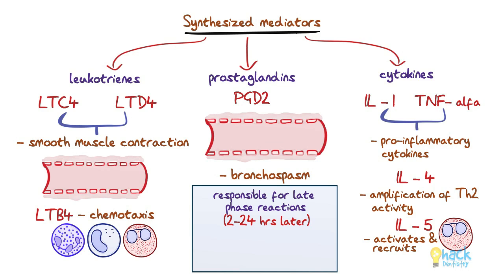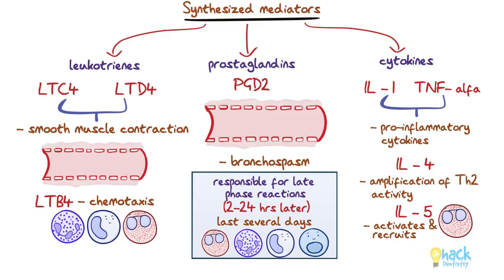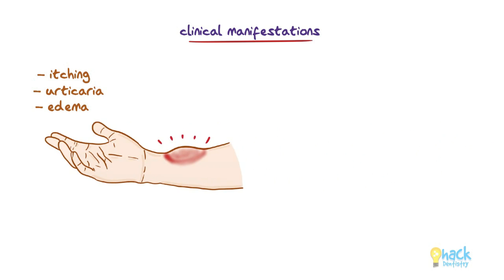They may last for several days and are due to recruitment of more eosinophils, neutrophils, monocytes, as well as CD4 T cells and a sustained inflammation in the environment. Some of the clinical manifestations of type 1 hypersensitivity could be itching, urticaria, and edema, where there could be pruritic wheals surrounded by erythema. Allergic rhinitis and allergic asthma are other manifestations of type 1 hypersensitivity.